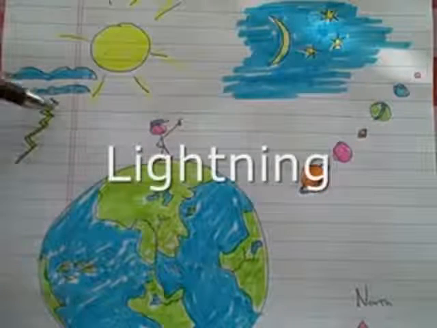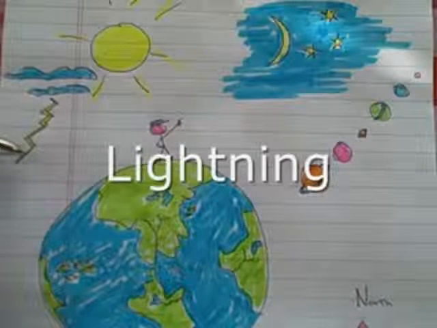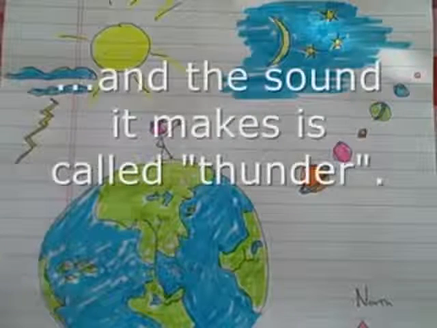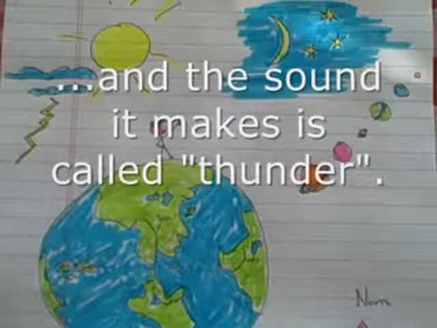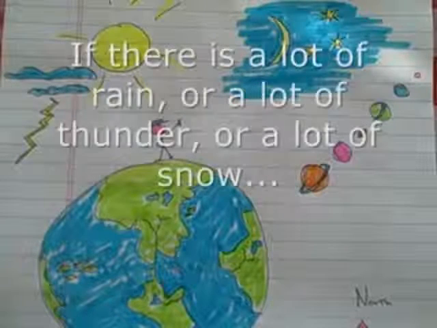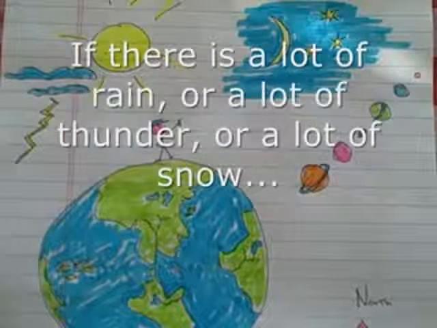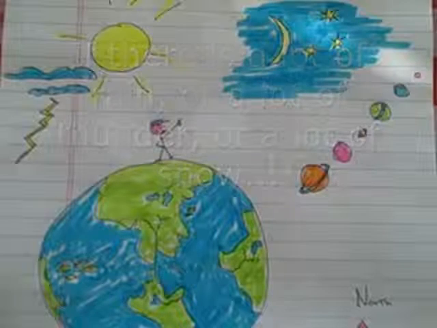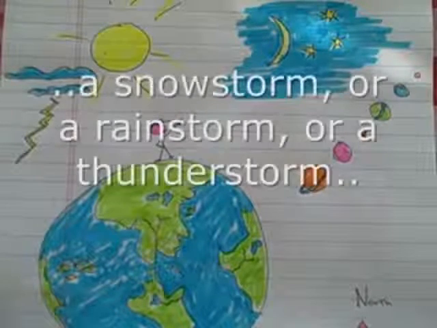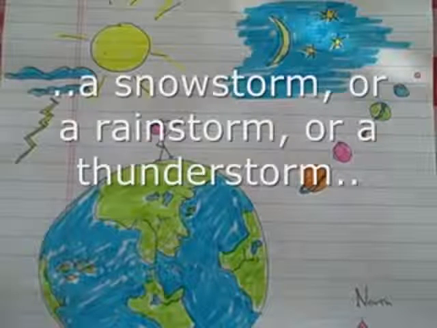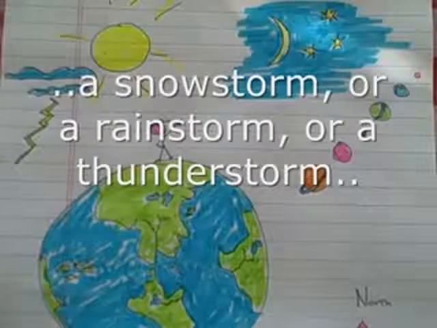This is called lightning. And the sound it makes is called thunder. If there is a lot of rain or a lot of thunder or a lot of snow, it's called a storm. A snowstorm or a rainstorm or a thunderstorm. Boom, boom.